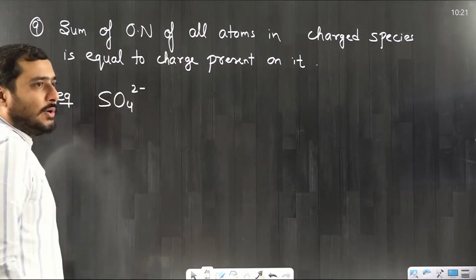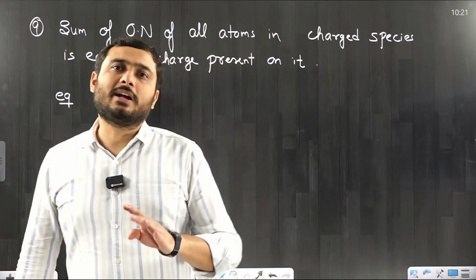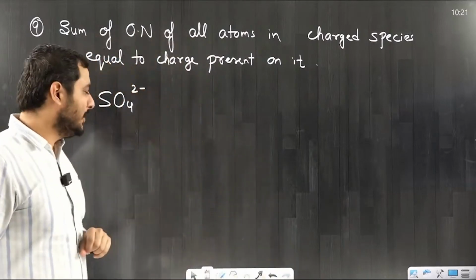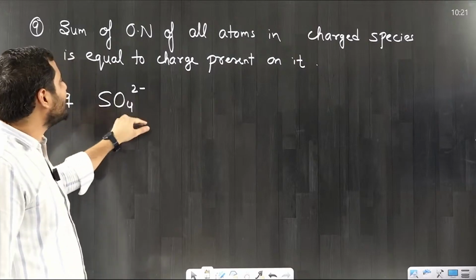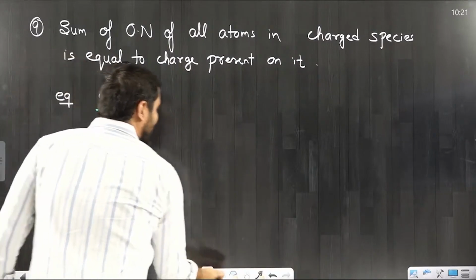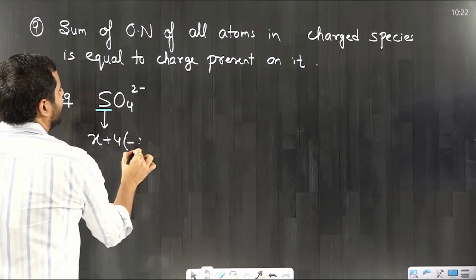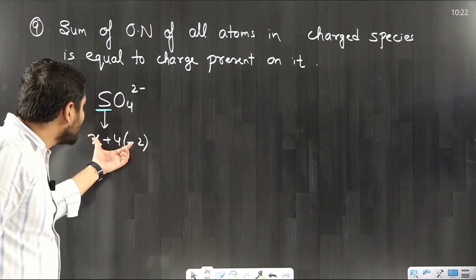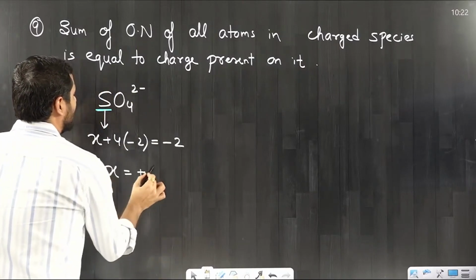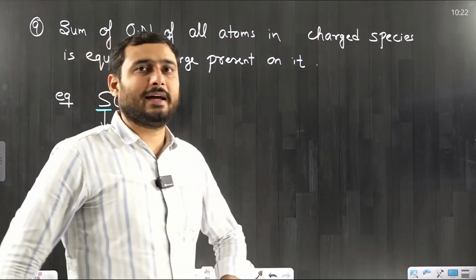SO4 2-. Now in sulfate ion, how many atoms are present? 1 sulfur is present, and how many oxygen are present? 4. And what is the total charge on this polyatomic ion? It is minus 2. So the sum of oxidation number of all these is equal to minus 2. Now if we do not know about sulfur, we can take sulfur as x. How many oxygen are present? 4 into minus 2. So the sum of oxidation number is equal to the charge present. What is the charge here? Minus 2. So what oxidation number do we get? Plus 6. So the oxidation number of sulfur in sulfate ion is plus 6.